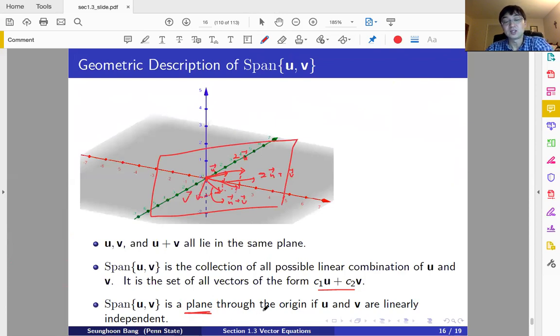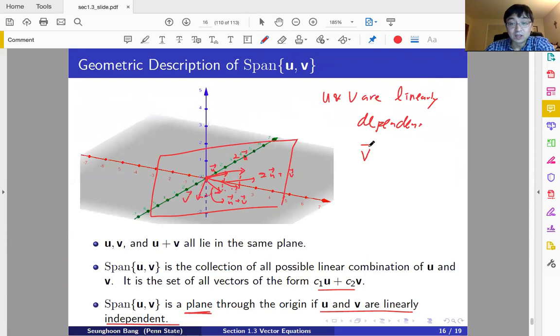Span UV is a plane through the origin if U and V are linearly independent. It's a very important thing. So what happens if U and V are linearly dependent? What is the answer? So what does it mean? In this case, what's linearly dependent?